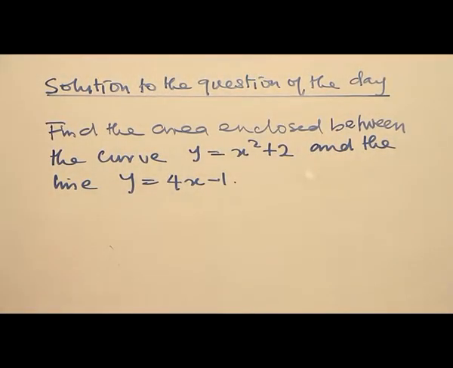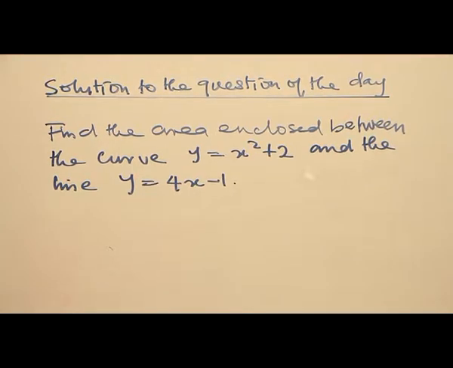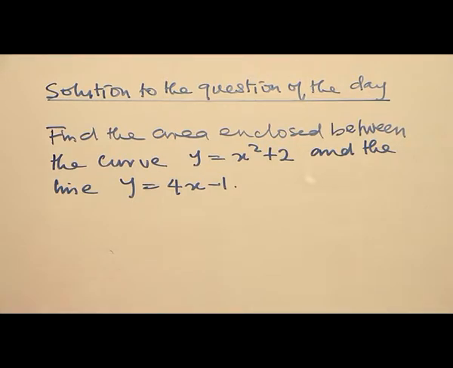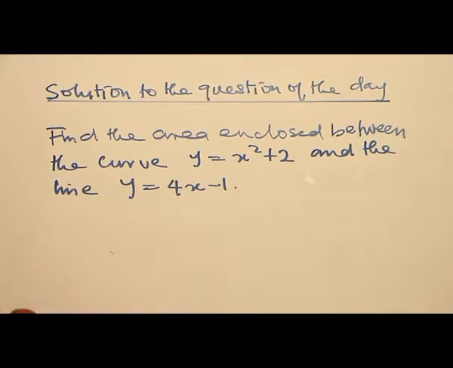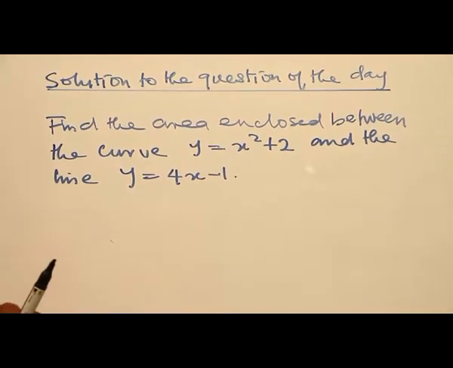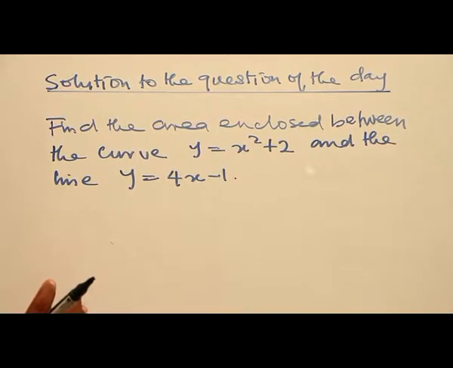Solution to the question of the day. The question is, find the area enclosed between the curve y equal to x squared plus 2 and the line y equal to 4x minus 1. First and foremost, recognize the fact that the limits of the area you have to calculate are not given to us directly. But we can get these limits by solving the two equations simultaneously.